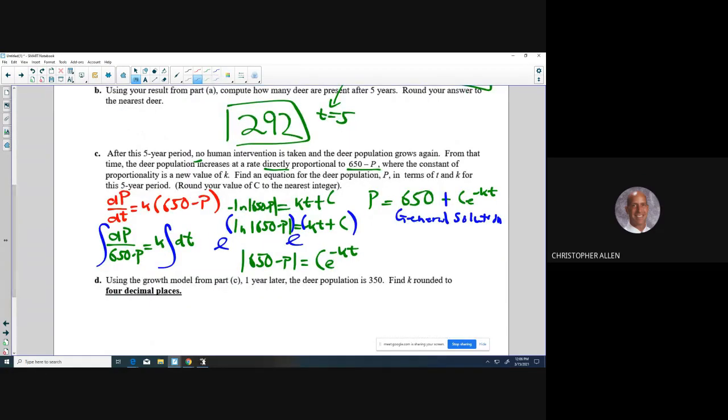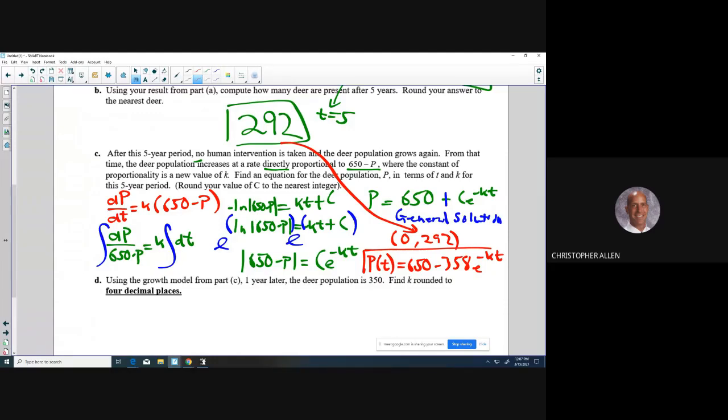And then to find the particular solution, you use the answer from the previous problem, and now we're just going to restart the time at 0. And that'll give you what C is, so that you end up with the following once you figure out what C is. It's 650 minus 358, and then e to the negative kt, I think. Yeah. So there's your answer for that one.